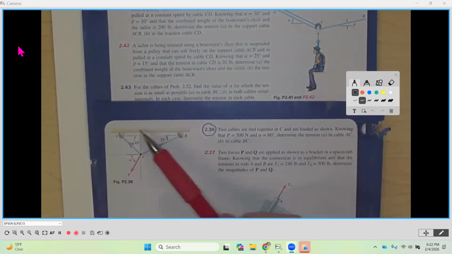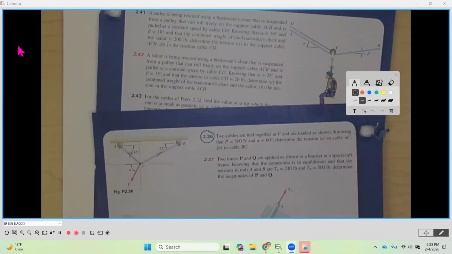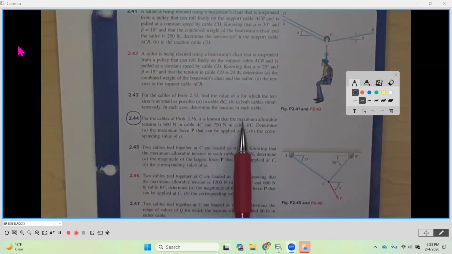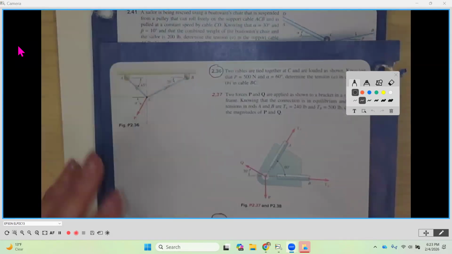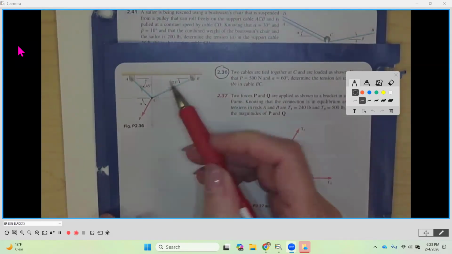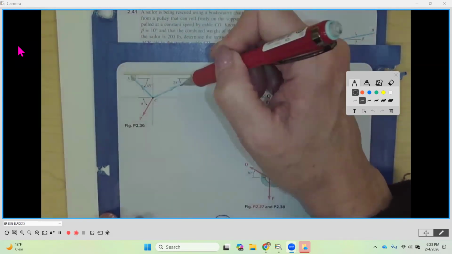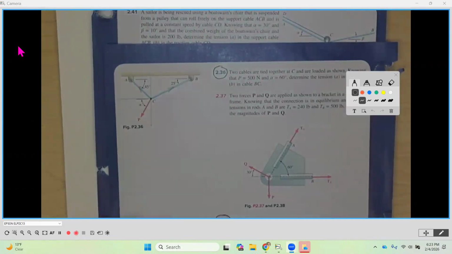Okay, so here's the illustration for 236. And this problem says, for the cables in problem 236, it is known that the maximum allowable tension is 600 newtons in cable AC and 750 in BC. Okay. So AC is right here. BC is right here. So they're giving us the values along those cables.